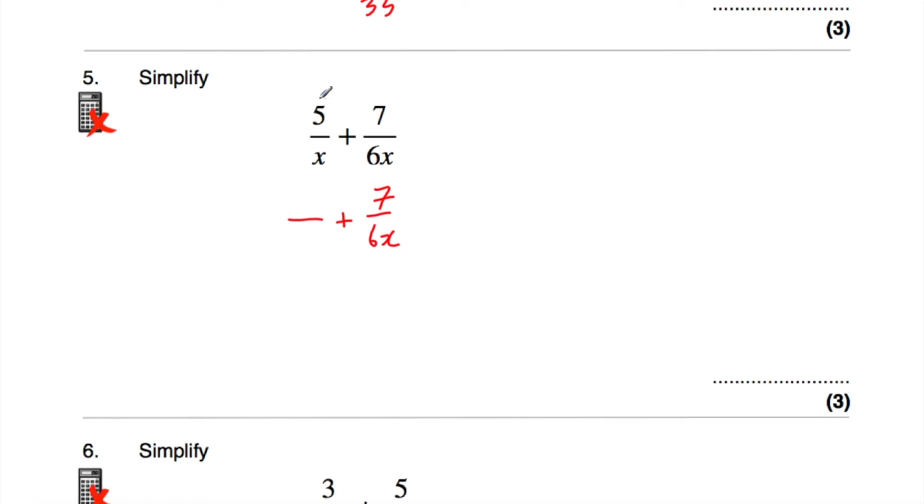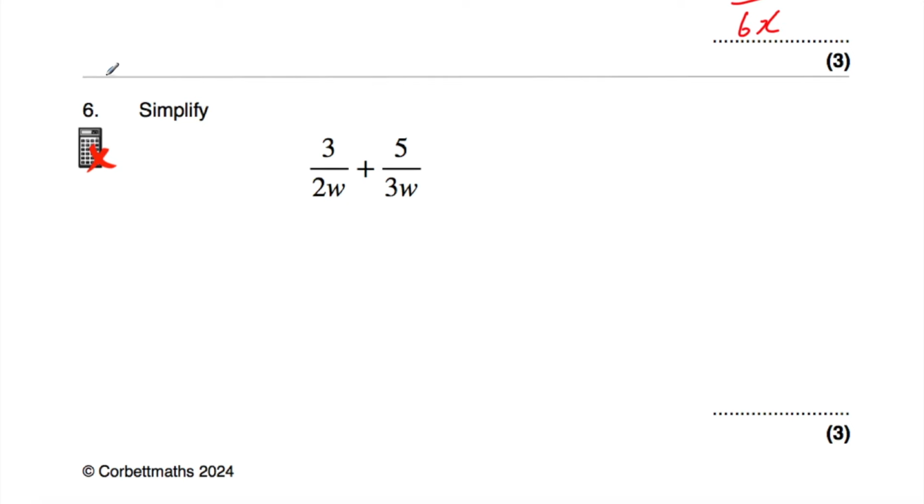But the first fraction, let's multiply both of these by 6. 5 times 6 is 30, and x times 6 would be 6x. So we've got 30 over 6x plus 7 over 6x. And now they've got the same denominator, we can just add them together. 30 plus 7 would be 37 over 6x. And that's it. So our answer is 37 over 6x. And that's it. Okay, let's have a look at our next question, question number 6.